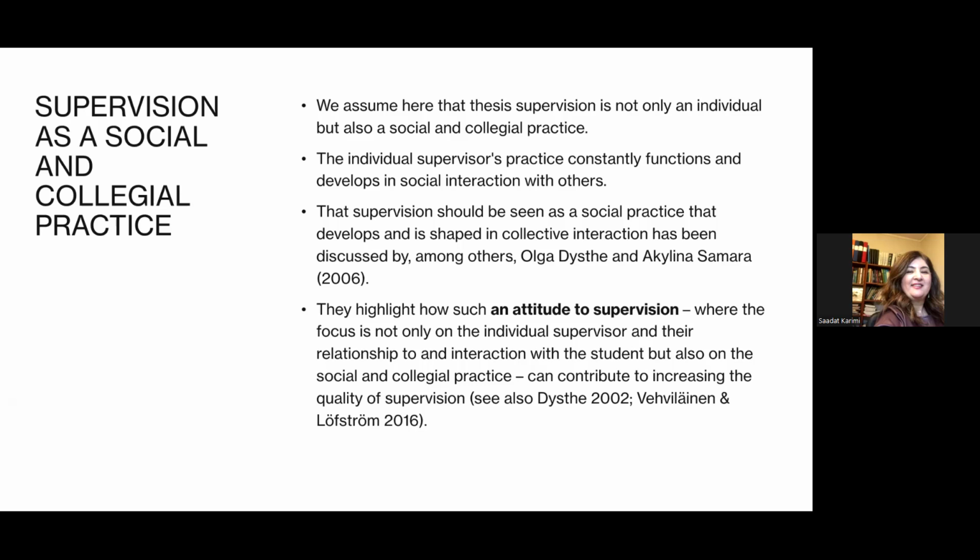In their studies, the focus is not only on the individual supervisor and their relationship to the student, but also on the social and collegial practice. Very interesting study, which I strongly recommend you read.